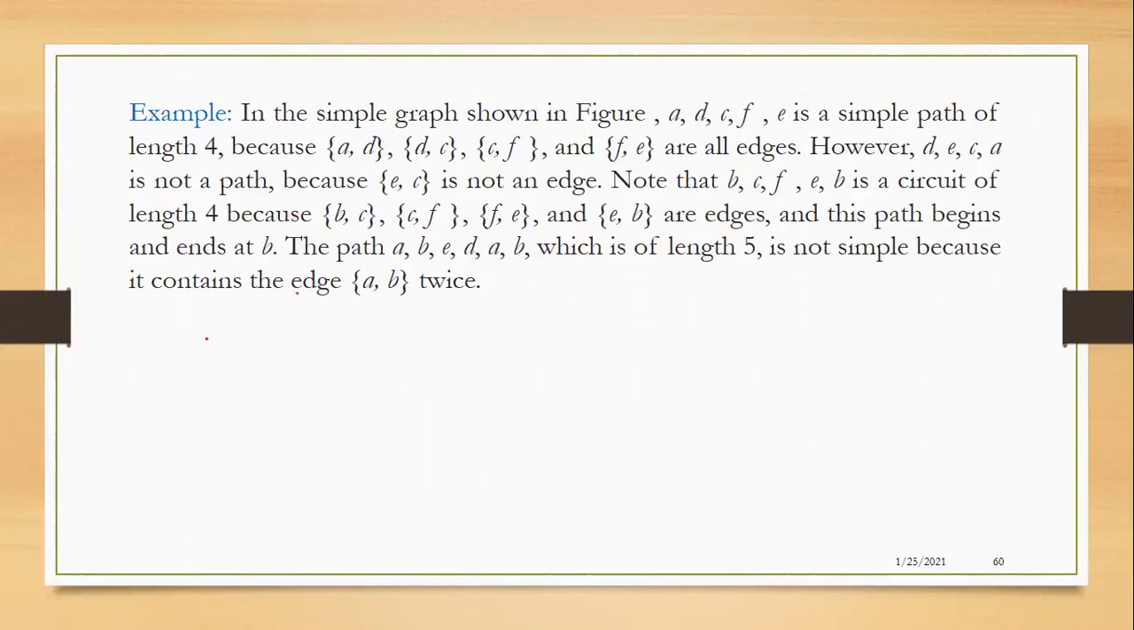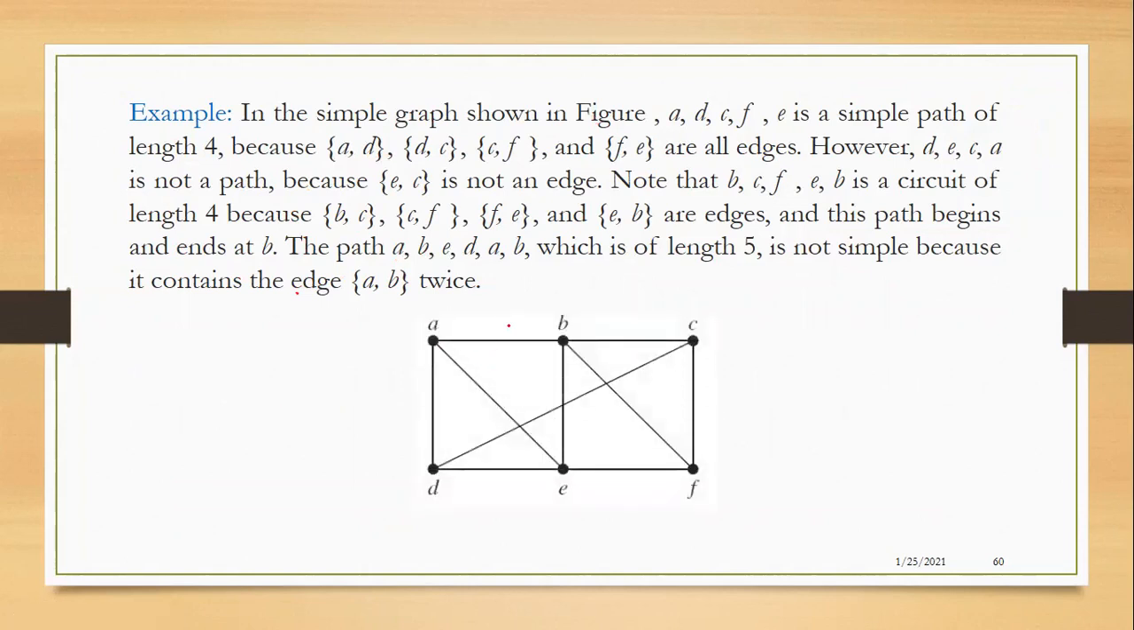In the simple graph shown in the figure, let's see the figure. Over here, we have A, D, C, F, E. Let's take that from A, we are going to D. I'm just going through the path. Then from D, I am traversing through C, the edge DC, then C to F, and then F to E.